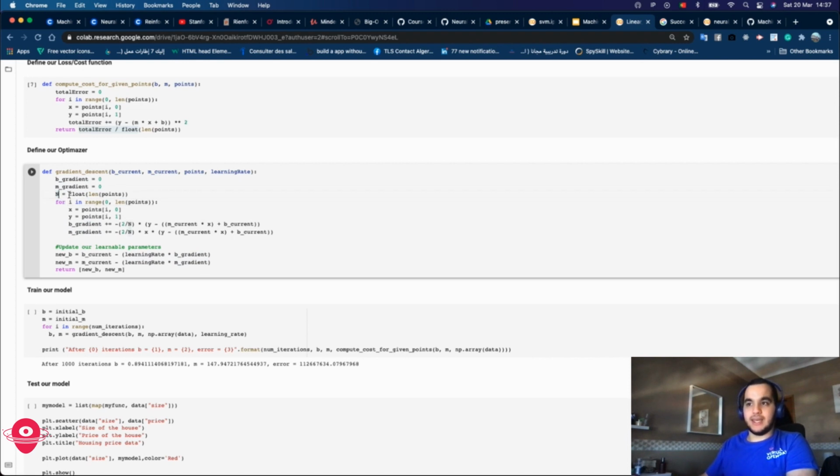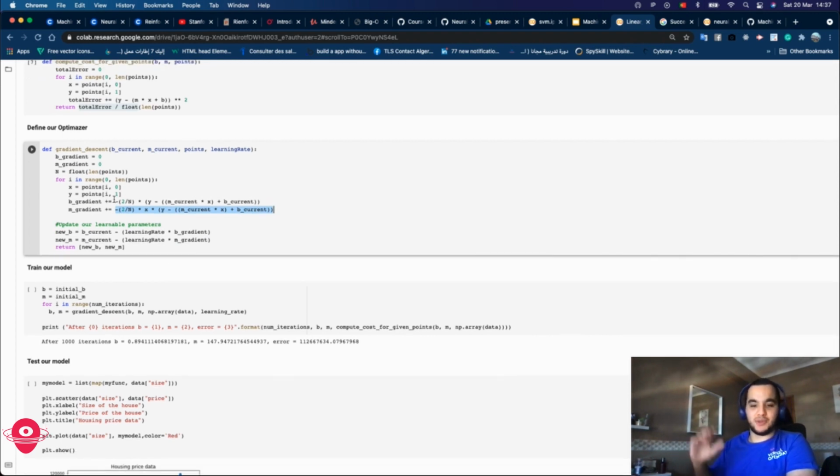This is basically the n, the number of data points, and we're going to loop through all the data points, and we're going to read x and y of the current data point, and calculate the gradient using that partial derivative that we talked about. So this represents the slope of the cost function with respect to b. And for the m, the same thing. So this is the partial derivative of the cost function with respect to the m.